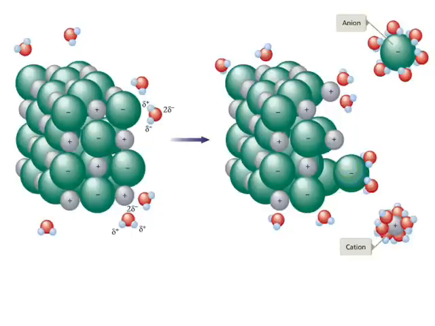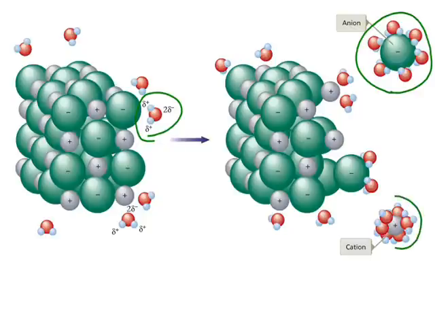Here's a better picture of that, where we can see, again, the negative ion here surrounded by the water molecules, the hydrogen end pointing toward that, the hydrogen end being the positive part of the water molecule. Again, we can see that over here. And the positive ion, the cation, being surrounded by the water molecules. But in this case, the oxygen side would be closer to the positive part there.